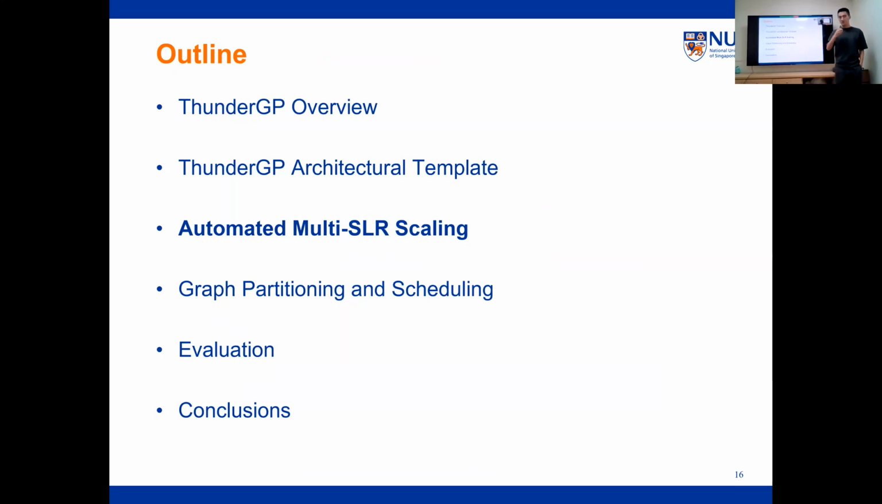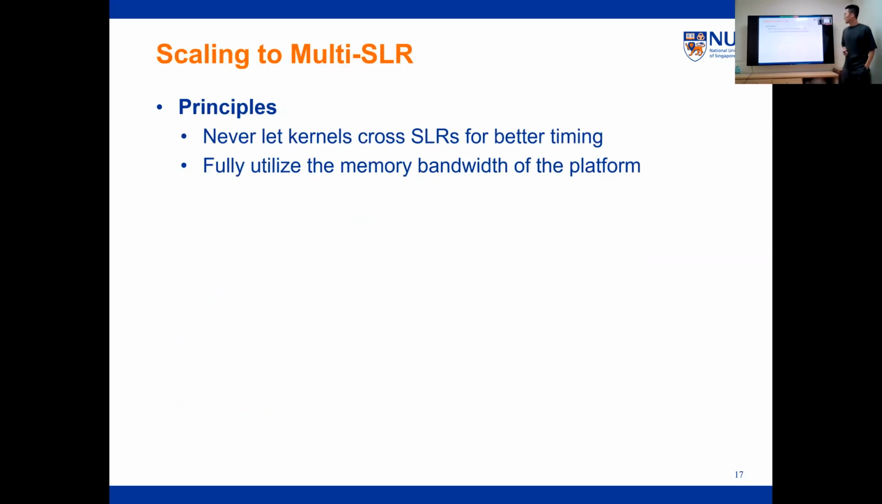Next, I'm going to show you how we utilize this template to fully utilize the resources and memory bandwidth of multi-SLR FPGAs. Basically, we have 2 principles. Firstly, we never let kernels cross SLRs because, as we all know, that will lead to bad timing and a lower frequency. Secondly, we fully utilize the memory bandwidth of the platform because graph processing is essentially memory bound. If you want to achieve very good performance, we must fully utilize the memory bandwidth.